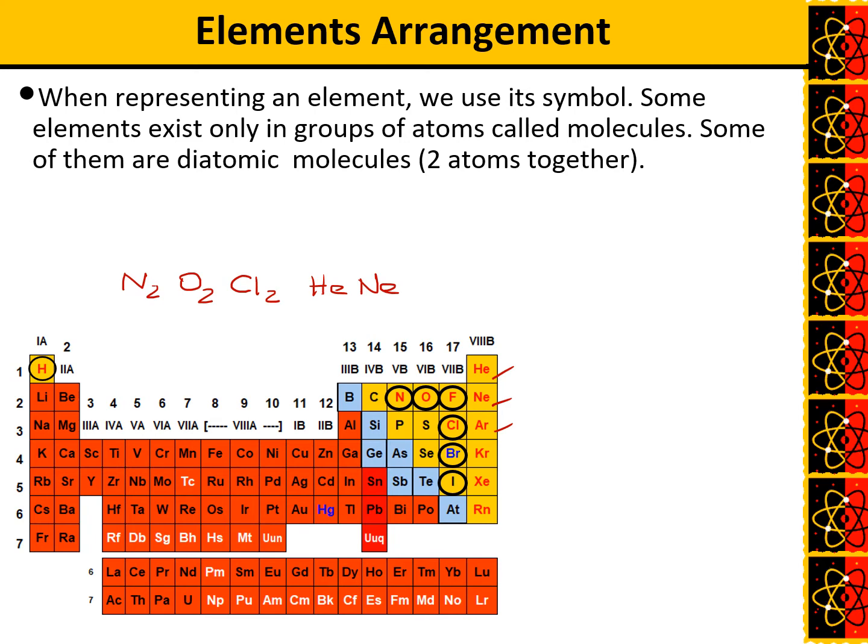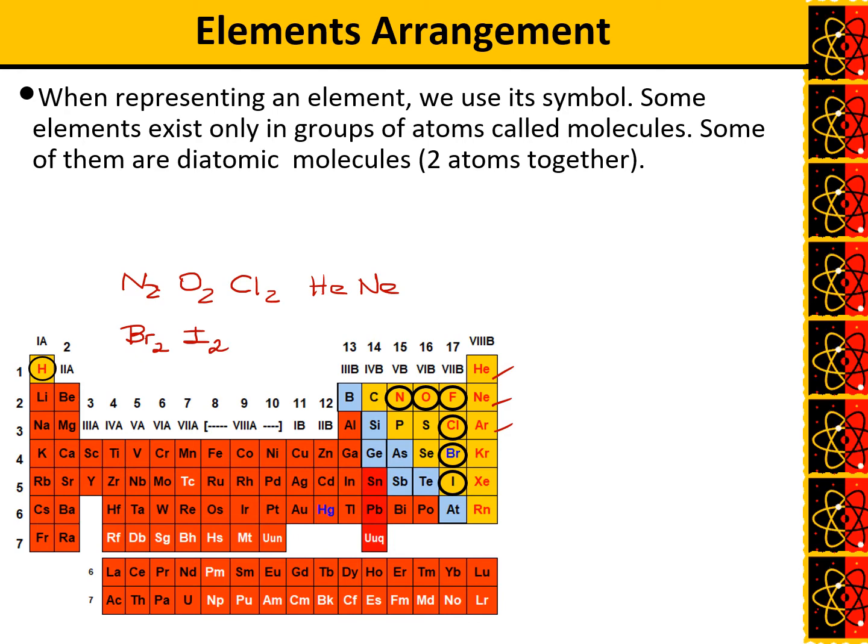The other ones, bromine and iodine, they are not gases. Actually, bromine is a liquid, but exists as diatomic molecules even in the liquid. So we are going to represent them as Br2 or I2 to represent bromine or iodine.